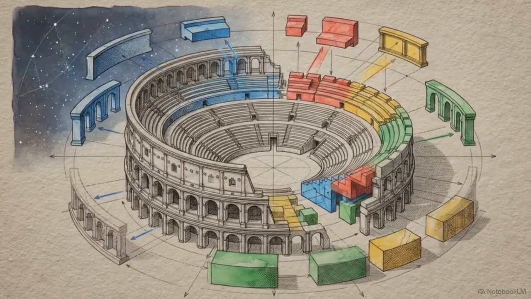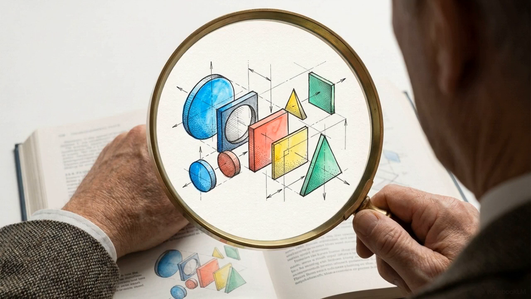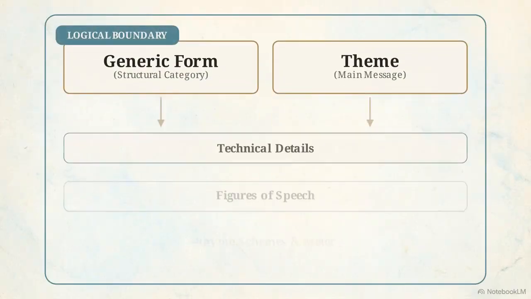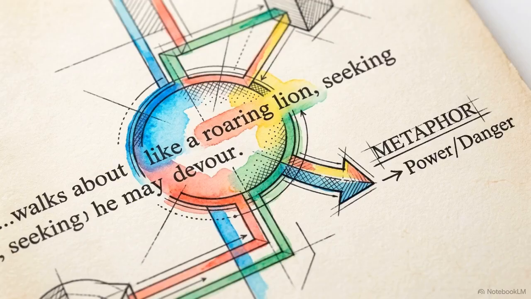Applying this 8-part framework is the most effective way to prepare for a reading skills exam. When faced with an unfamiliar text, the first step is to remain focused on the technical evidence. Always identify the generic form and the theme first. This establishes the logical boundaries for the rest of your analysis. Next, prioritize your analysis of figures of speech and imagery, as examiners look for your ability to interpret how these devices function within the text.